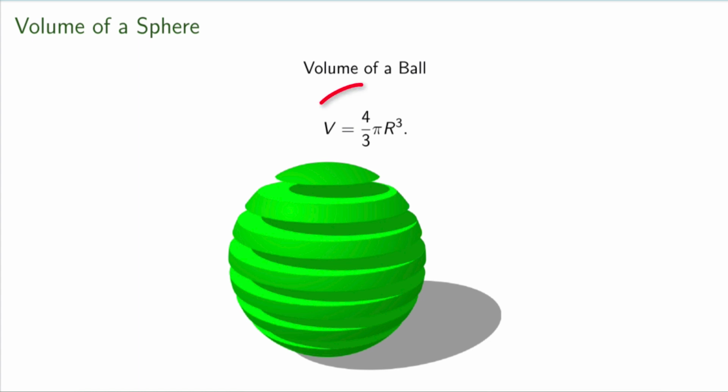The formula for the volume of a ball, or the volume of a sphere, is V equals 4/3 pi r cubed. It's a well-known formula. So in this video, I will derive this formula through a slicing method of a sphere or of a ball. Let's see how this goes.